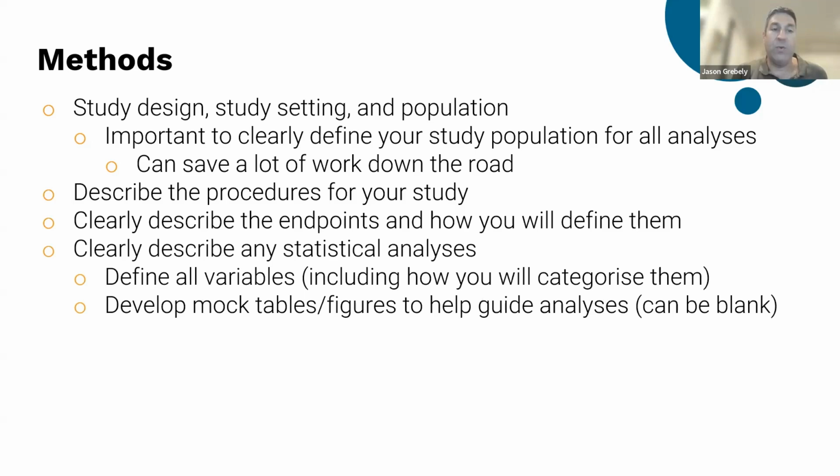Then you want to clearly describe any statistical analyses. It's really important to define all the variables that you're going to include in your analysis, and also how you are going to categorize them. So if you're going to look at unstable housing, be really clear: what were the survey questions that you had, and what categories are going to be considered unstable housing, and define how you're going to come up with that variable of unstable housing.